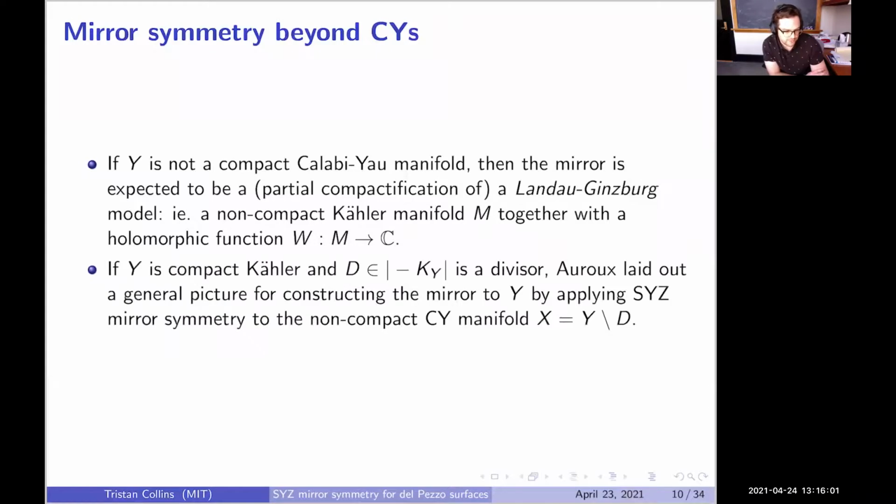So in general, if Y is a compact Kähler manifold and it has some anti-canonical divisor, then Aru laid out a general picture for constructing the mirror to Y by applying SYZ mirror symmetry to the non-compact Calabi-Yau manifold you get by removing D. So Aru suggested that this SYZ philosophy should really work even for compact Kähler manifolds with anti-canonical divisors. So a lot of what I'm going to talk about today is essentially motivated by this picture of Aru.